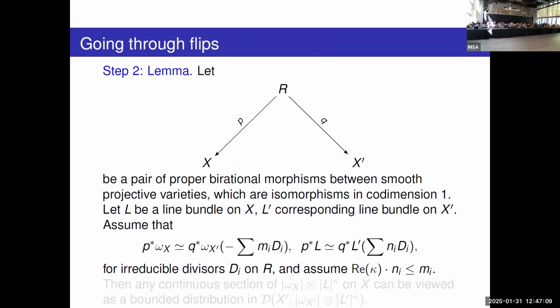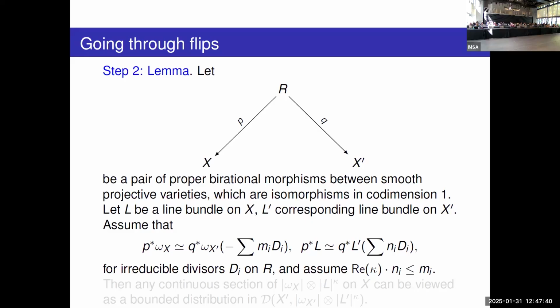the conclusion is that you want to replace it by a bounded distribution on X prime. And so the conditions here: the fact that you have a flip means that when you take a pullback of the canonical bundle on X to this common resolution R, it differs from the pullback of the canonical bundle on X prime by some collection of divisors Di and positive multiplicities Mi here.